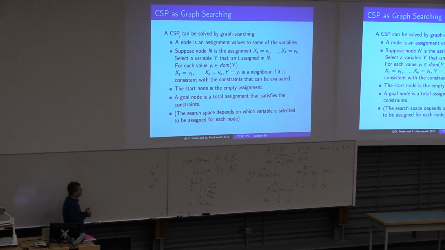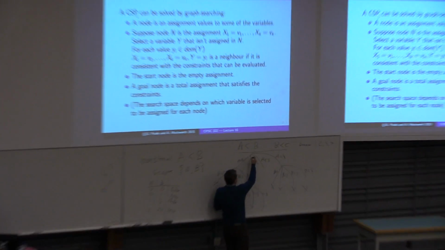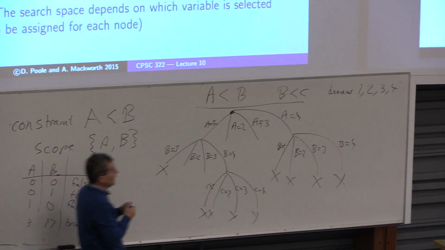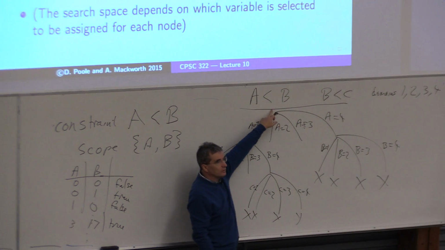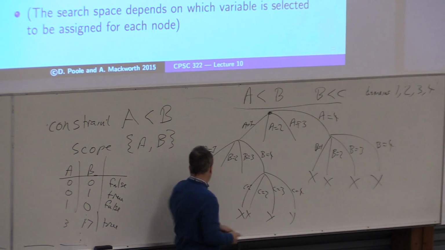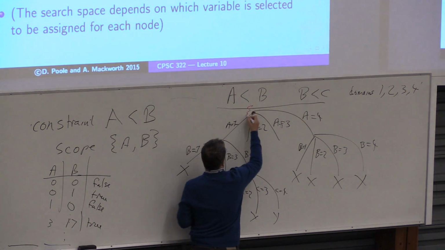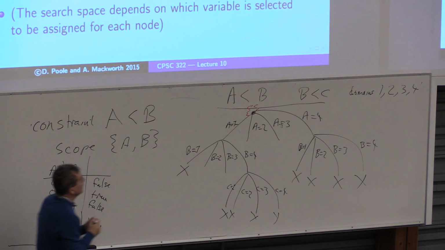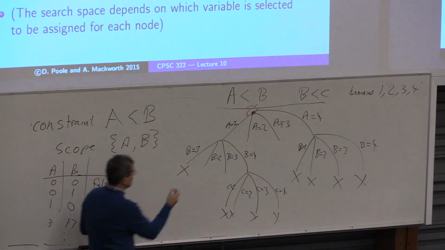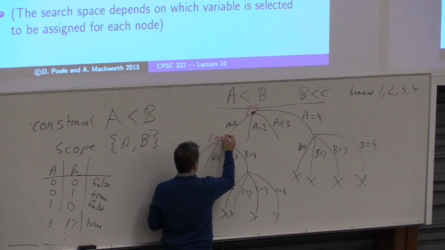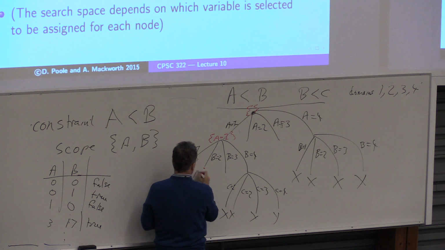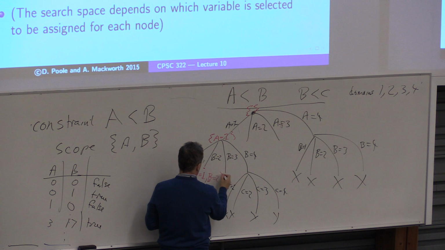So here's what we're going to do: we're going to formalize this as graph searching. Each node here is going to correspond to an assignment of values to some of the variables. So this one here, we've assigned no values to any of the variables. This one corresponds to the empty assignment. This one corresponds to the assignment A is 1. And this one corresponds to the assignment A is 1 and B is 2. Right, this node here.